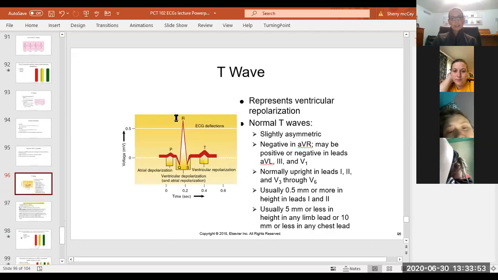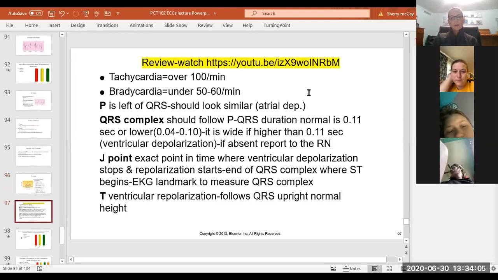What else here? T wave represents ventricular repolarization. We already took notes on that, correct? I don't want to go over too much of that. All right, we did this already, but I'll do it again. Tachycardia is over 100 beats per minute. Bradycardia is anywhere under 50 to 60.